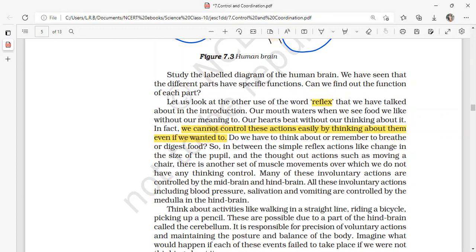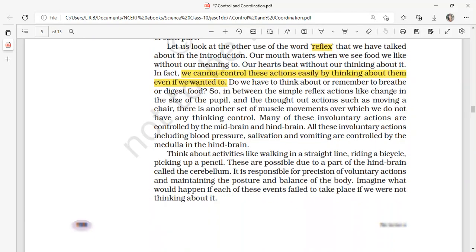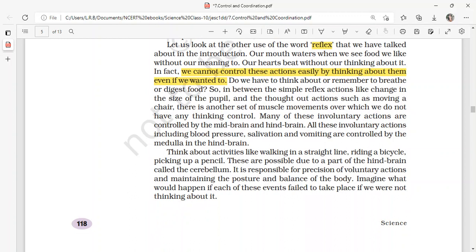Do we have to think about or remember to breathe or digest food? No, we need not remember them. So in between the simple reflex actions like change in the size of the pupil and the thought-out actions such as moving a chair, there is another set of muscle movements over which we do not have any thinking control. Many of these involuntary actions are controlled by the midbrain and hindbrain.